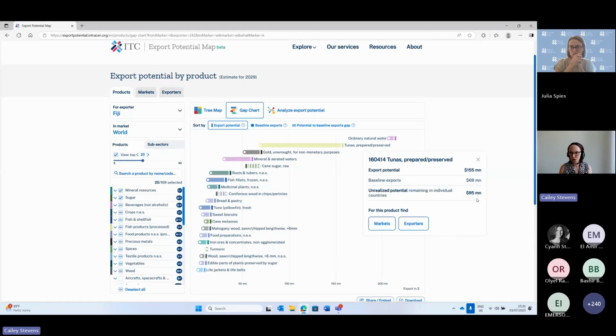And next we have unrealized potential remaining in individual countries of 95 million. This means that by 2029, we expect that Fiji will be able to export $95 million more worth of prepared and preserved tunas to the world than they are currently exporting. So for me, this is maybe the most important number that you're going to find in Export Potential Map because it signals the room for export growth.